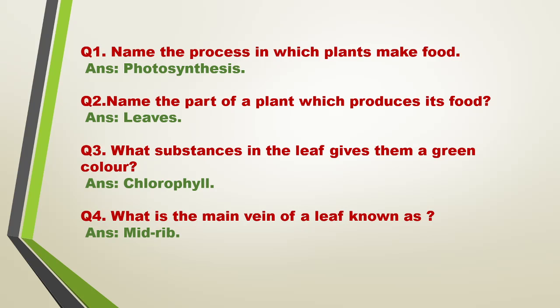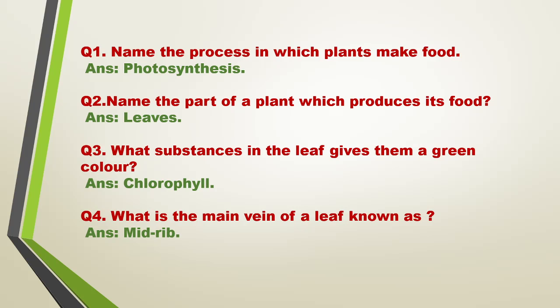Question number 2. Name the part of the plant which produces its food. The food producing factory, or the kitchen of the plant, is situated in the leaves, because leaves are green in color. Green in color means it contains chlorophyll, which is one of the major ingredients of photosynthesis.